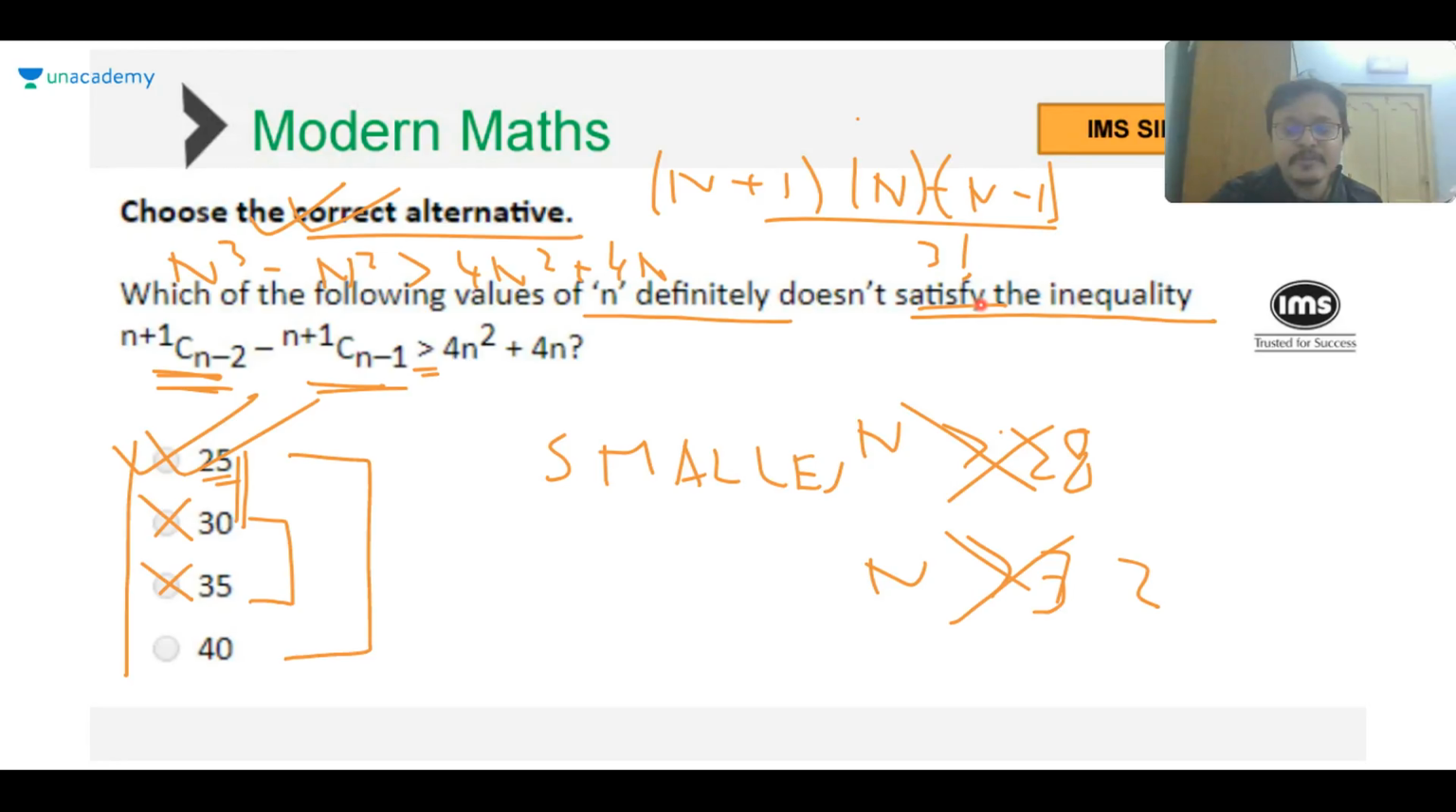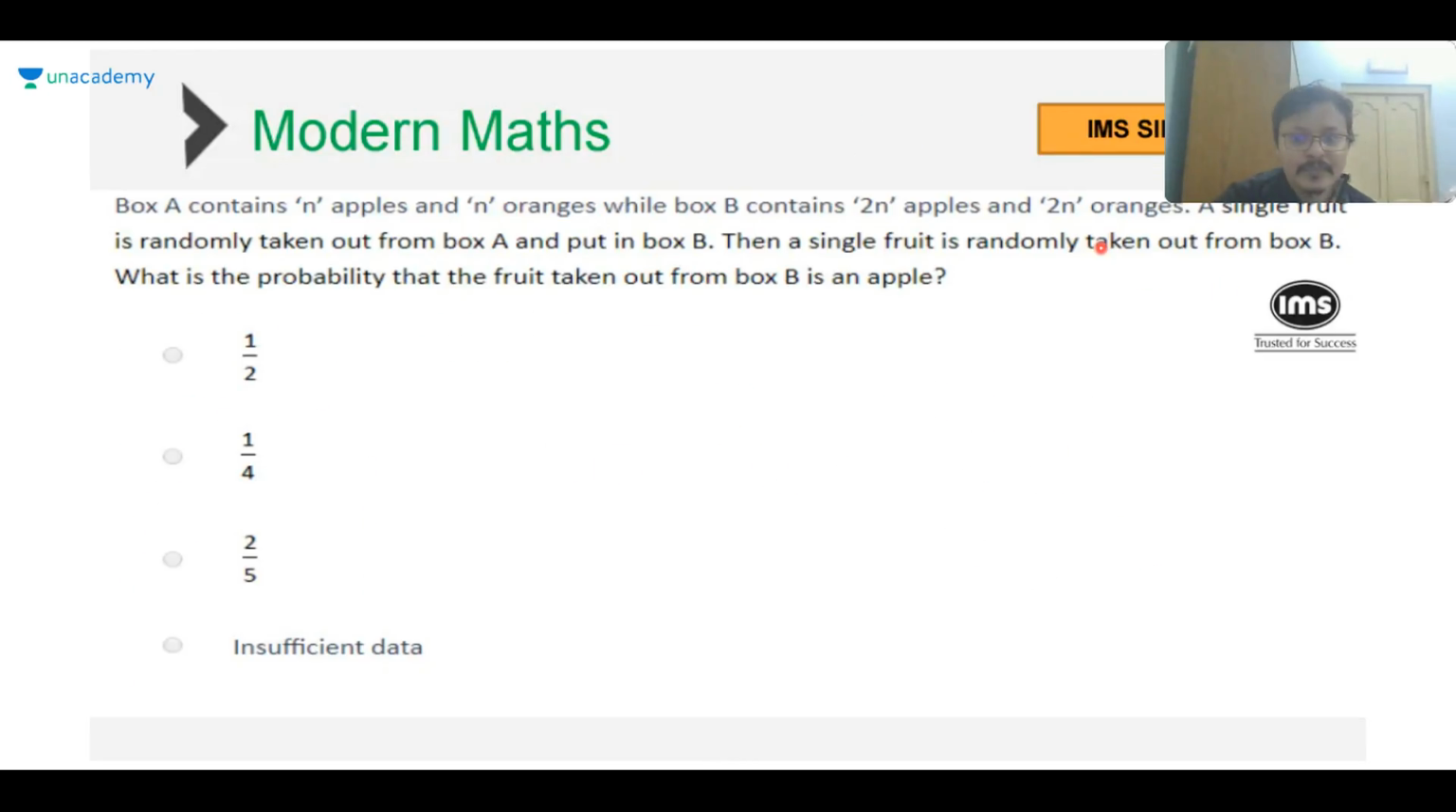Note, these are the kind of questions you've been getting in your mocks, in your SimCATs. It's all about smartly playing these approaches. Is this clear to everybody? Next question.